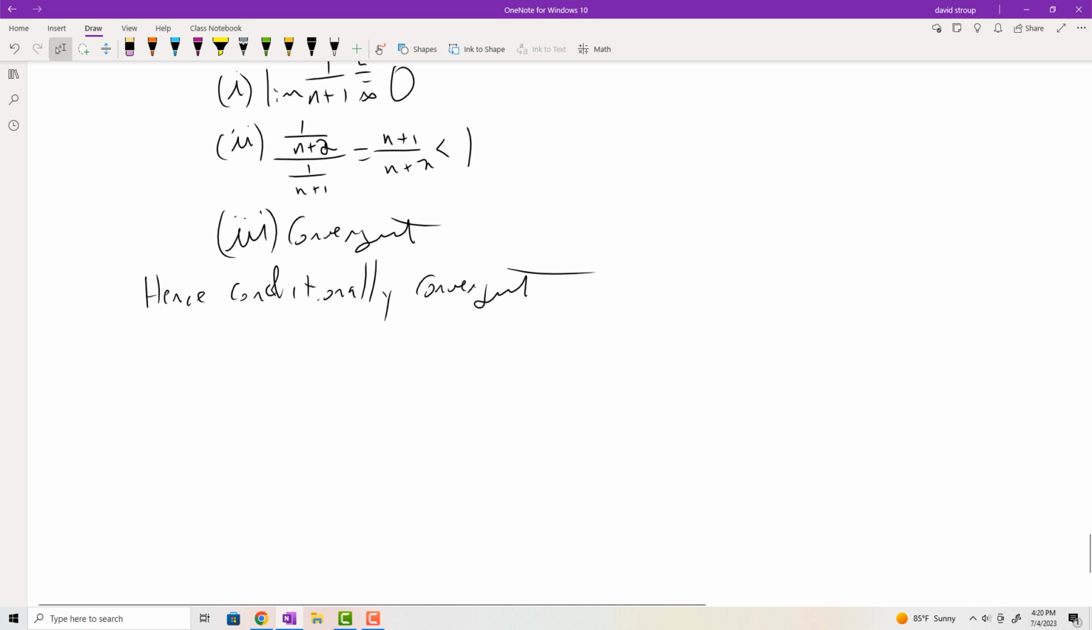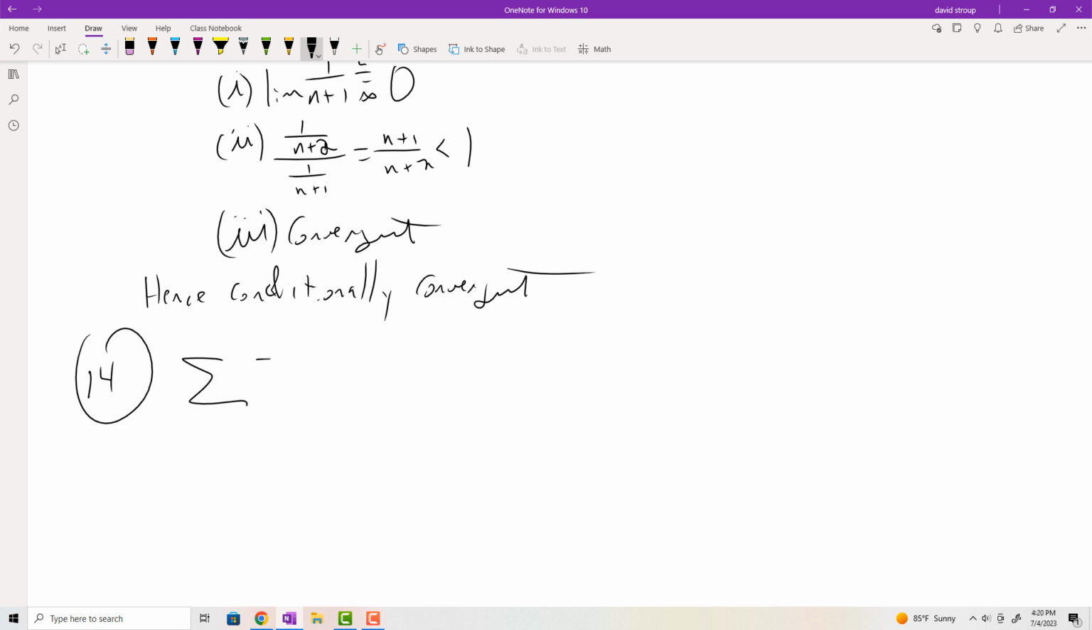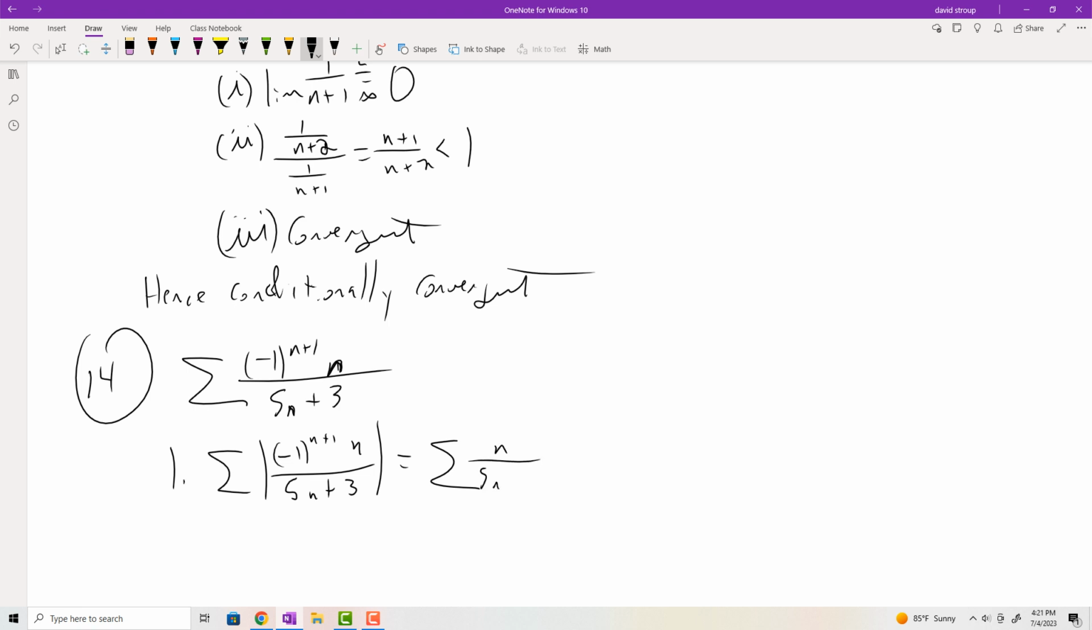Let's look at one more, and there may be a homework problem I need to look at. Let's look at number 14. This is the worst case scenario; it will end up being divergent. The series is (-1)^(n+1) times n all over 5n plus 3. Sorry about my handwriting. First you take a look at the series of absolute values, and all that will do is get rid of the (-1)^(n+1) object. So you're going to end up with a series of n all over 5n plus 3.